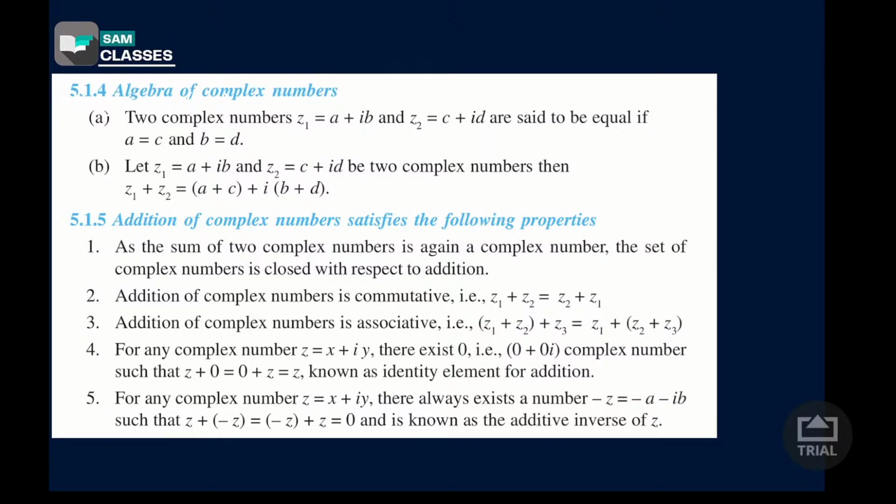Addition of complex numbers is commutative. Whether you add 2 plus 3i with 3 plus 2i, same thing, or you interchange, same thing. Addition of complex numbers is associative also. For any complex number, there exists another complex number, which is basically 0, that is called the identity. Take any complex number, let's say 2 plus 3i. If I add 0 plus 0i, I'll get the same thing. And for any complex number z, if I take minus z, that is known as the additive inverse. For 2 plus 3i, what is the additive inverse? Minus 2 minus 3i. Clear? Chalo.